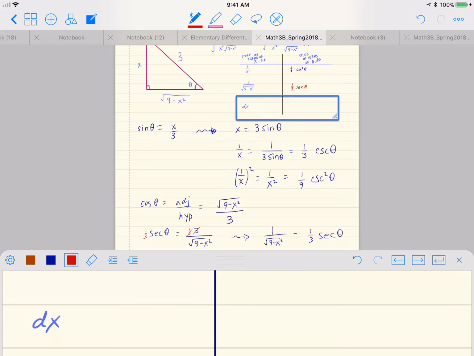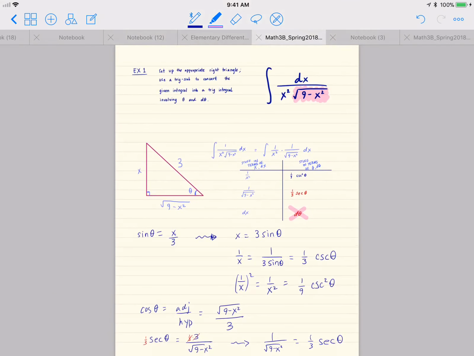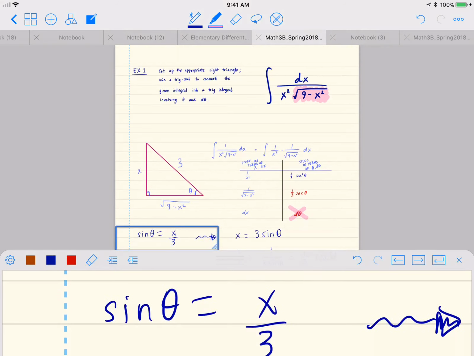And the last thing I need to compute is dx. This is where students typically lose it, and they just say, oh, dx is d theta. Wrong, wrong, wrong. We can't do that. How do we find d theta? Again, we have to go back to our triangle. At this point, I would use the relationship right here.